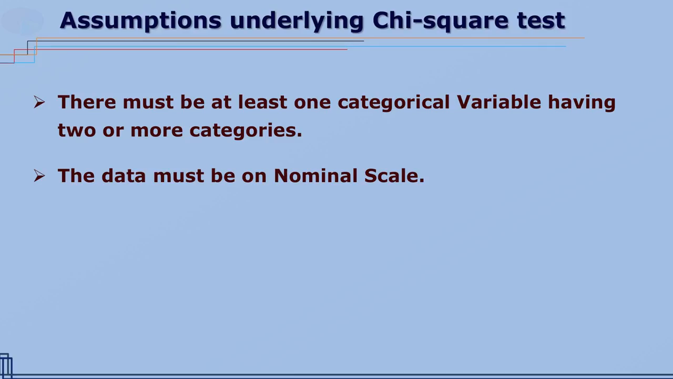The assumptions underlying chi-square are, number one, there must be at least one categorical variable having two or more categories or levels or classes. The second, the data must be on nominal scale. If you have data on another scale, then you have to convert it to the nominal scale, and it is not advisable because nominal scale is the lowest scale. When you convert it, you are converting from a higher scale to a lower scale. So, it is better to avoid such a conversion.